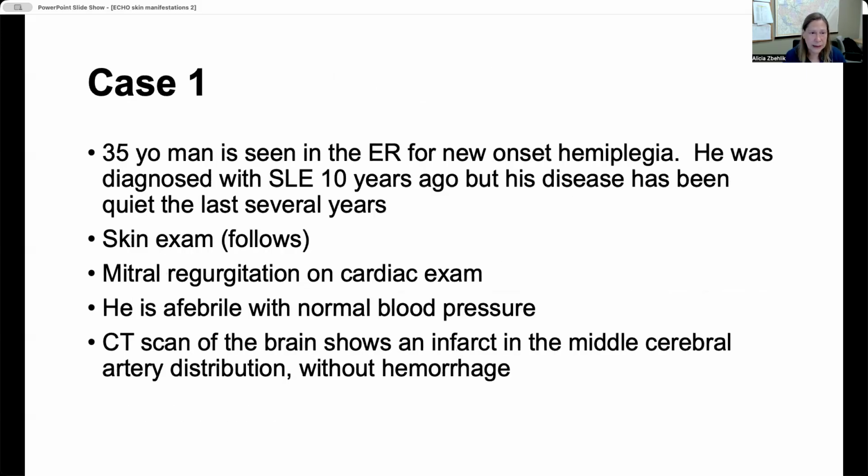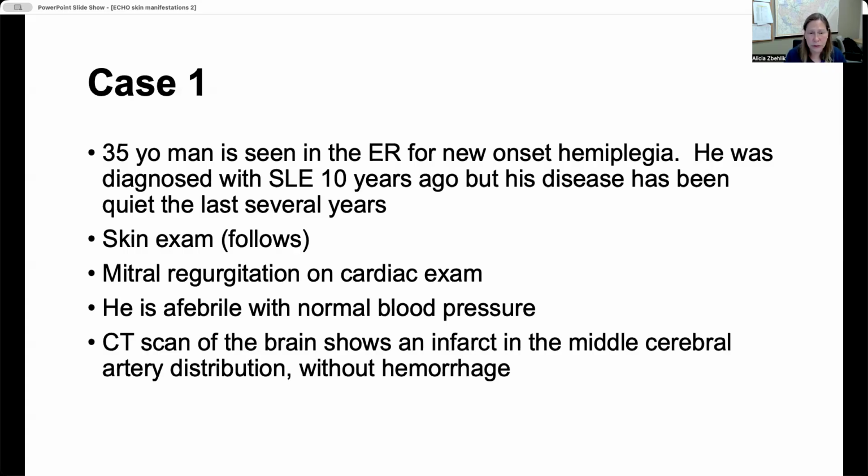So, next slide. Case one, this one's kind of a complicated one and one of the more scary ones that we might see. This is a 35-year-old man, and he was sent to the emergency room with a new onset of hemiplegia. He had a history of diagnosis of lupus, and this was in the distant past, and it's been quiet over the last several years. And lupus can be quite severe in young men. So they often get our attention, even though they're a minority group within lupus. And I'll show pictures of the skin exam.